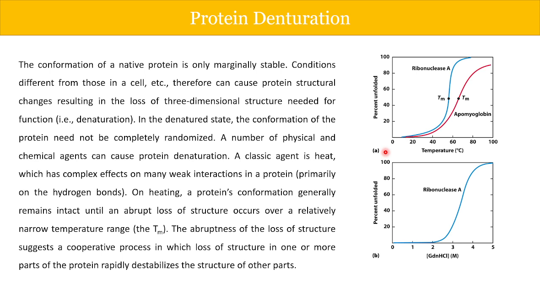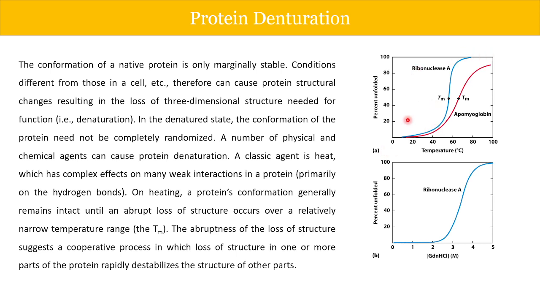weak interactions or the weak bonds, especially your van der Waals interactions, then hydrogen bonds. The temperature at which your protein is 50% native and 50% denatured is termed your melting temperature.